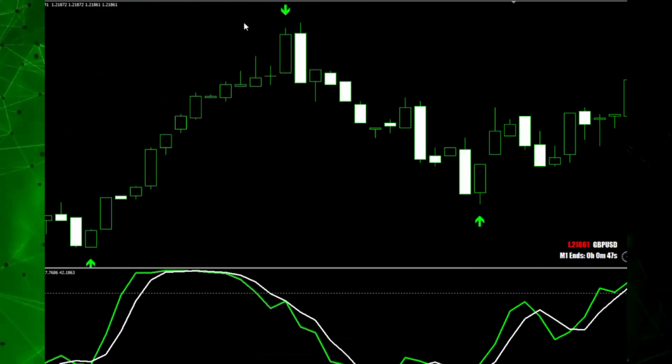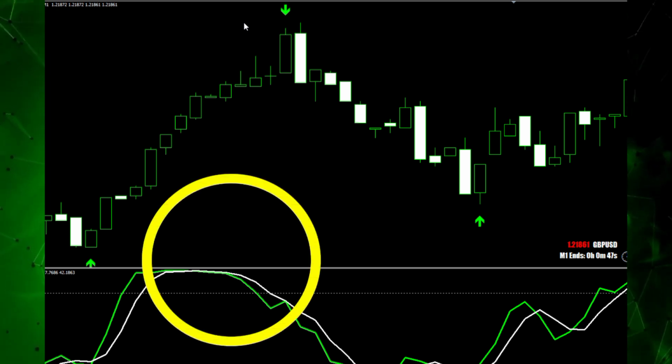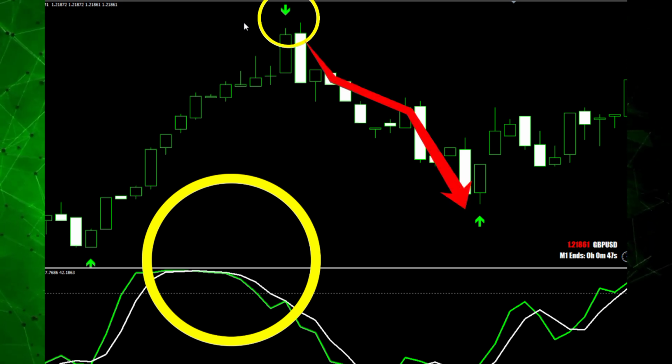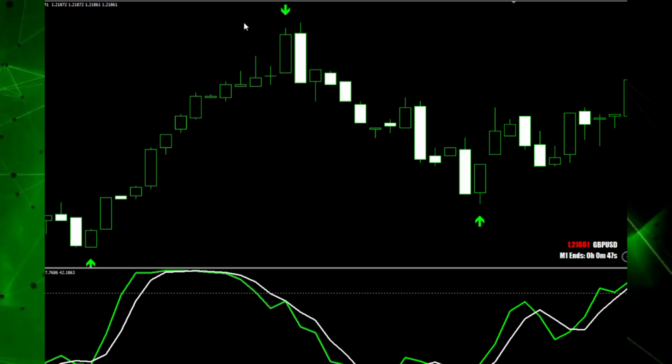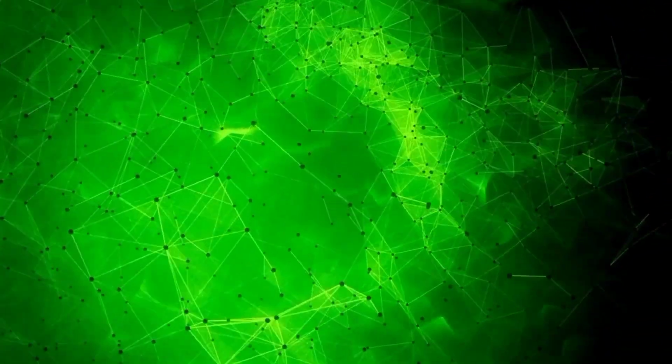So here is our third example, and as you can see the stochastic was already in the overbought zone, and as our arrow appeared on the chart, the market came in a downward direction very smoothly. So this is how you have to take the confirmation from the stochastic and MACD indicator, and especially stochastic, because I already told you that the stochastic indicator works very well with the green arrow indicator.